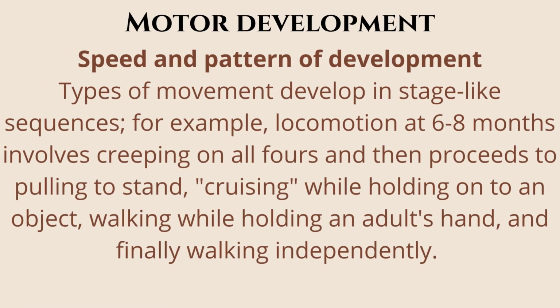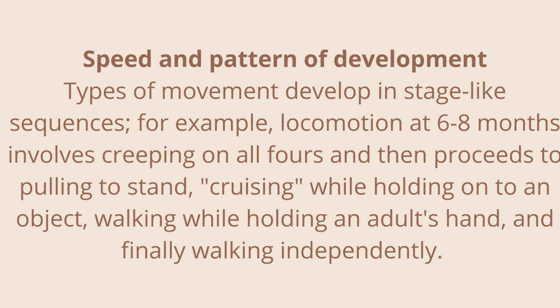Now, when we look at motor development, this is our movement, motors. A motor makes a car move. So, our motor development, speed and pattern of development. Types of movement develop in stage-like sequences. For example, locomotion at 6 to 8 months involves creeping on all fours and then proceeds to pulling to stand and then cruising while holding onto one object, walking while holding an adult's hand, and finally walking independently.